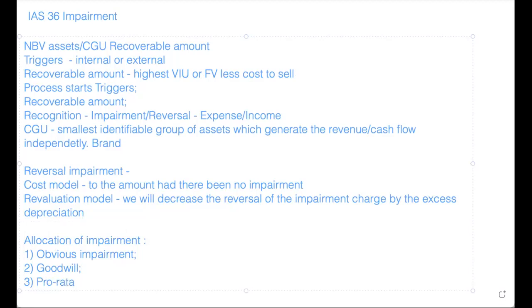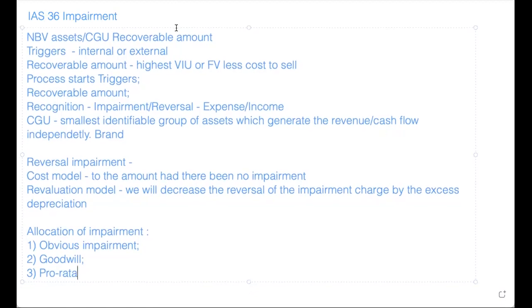Hope this video helped you. As I said, this is not comprehensive or broad information about these IFRS standards, just a quick revision before you are entering the exam. So hope you will find it useful, and we will have further videos in this regard for different IAS and IFRS standards.